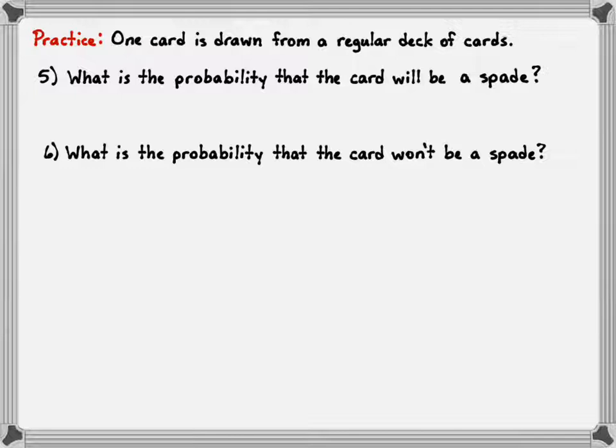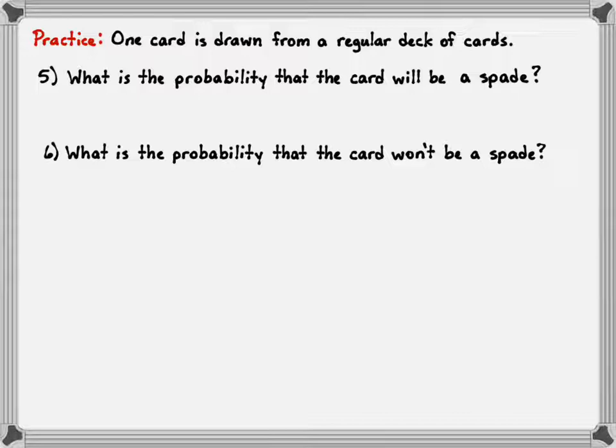All right, for this set of problems, it says one card is drawn from a regular deck of cards. So a deck of cards has 52 cards in it. There are 4 different suits. There's the clubs, the hearts, the spades, and the diamonds, right? And there are 13 different cards within each suit. So there's ace, 2, 3, 4, 5, 6, 7, 8, 9, 10, jack, queen, king in each suit, okay?